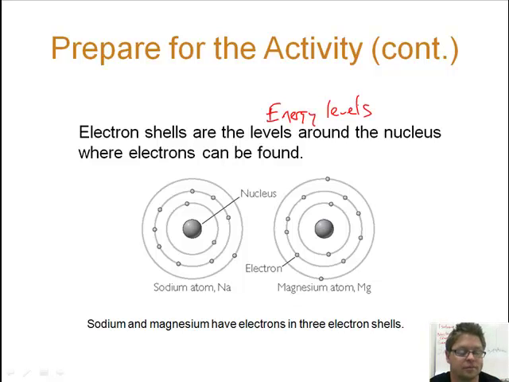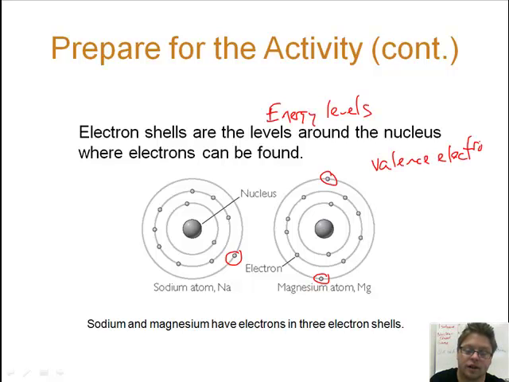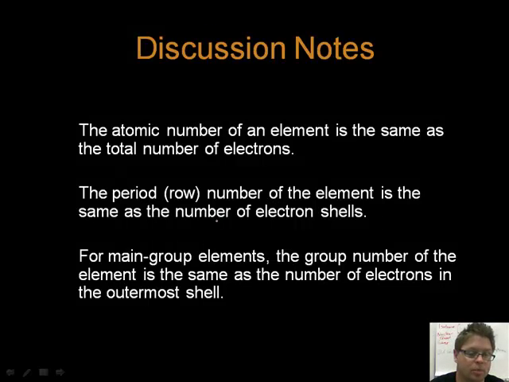Sodium and magnesium have electrons in 3 electron shells. However, they are not the same. Here you can see that sodium has 1 electron on the outside and magnesium has 2. Those are referred to as the valence electrons, and this is what gives sodium and magnesium different chemical properties. The rest of their electrons, the core electrons, are the same amount in the same location. The period and row number of an element is the same as the number of electron shells, and the atomic number is equal to the total number of electrons.